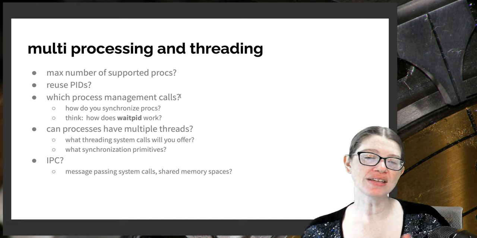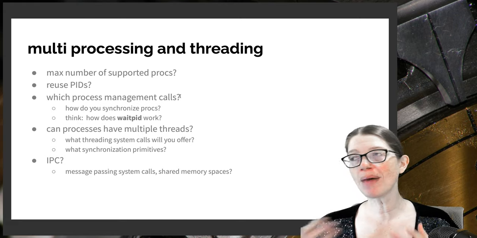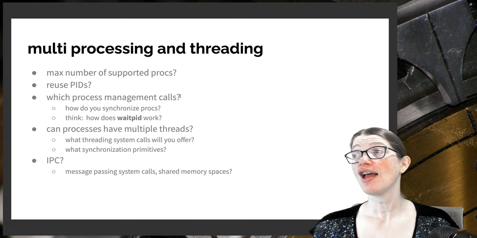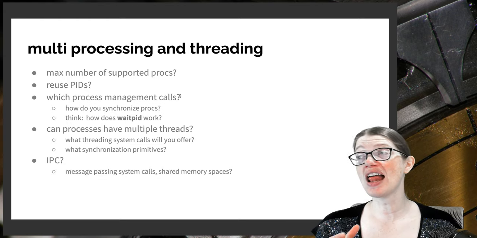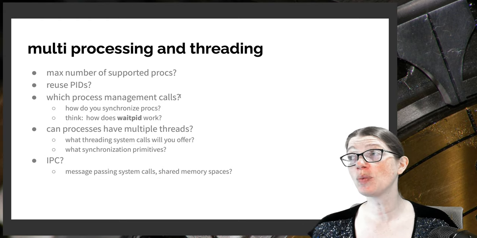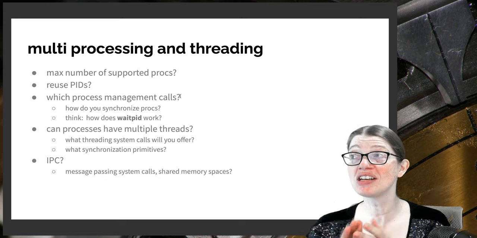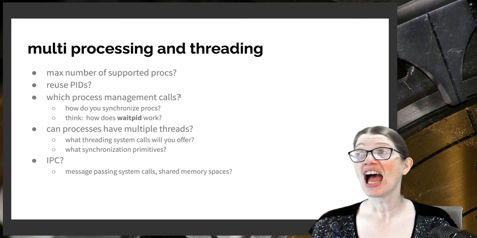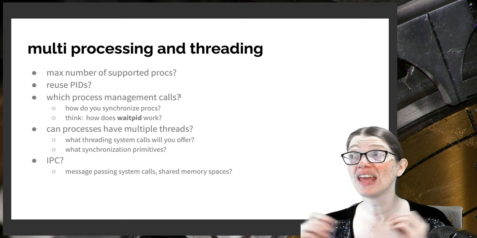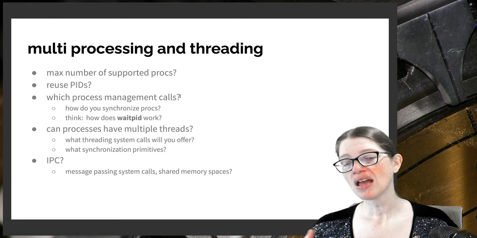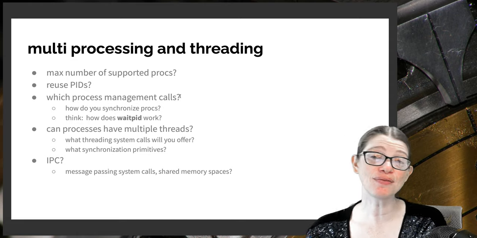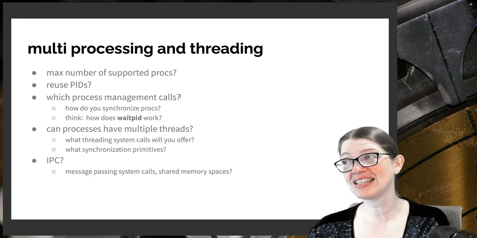Some of the old ways of supporting multiprocessing were to have a maximum number of supported processes. And one of the ways that this was usually achieved was by taking the available amount of RAM and just dividing it into k pieces. And so since there are only k pieces, only k programs could technically run. That has its advantages, but it also has its disadvantages.